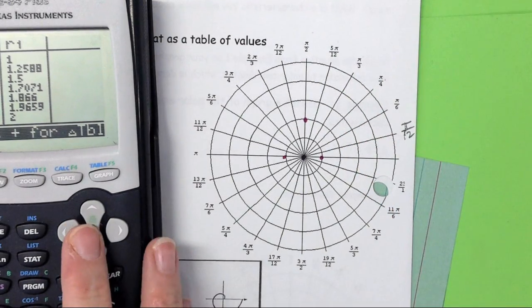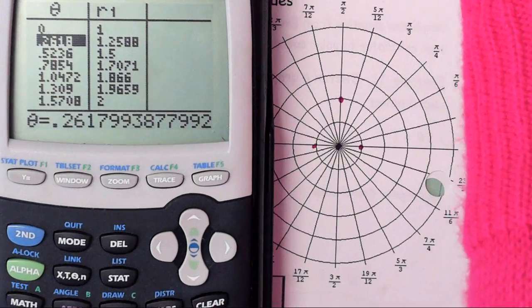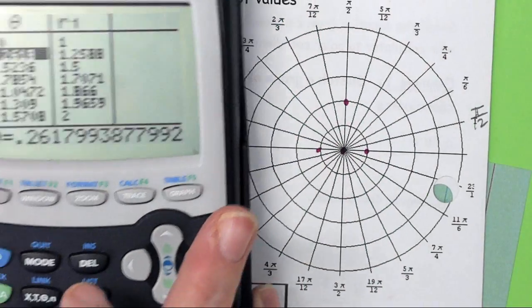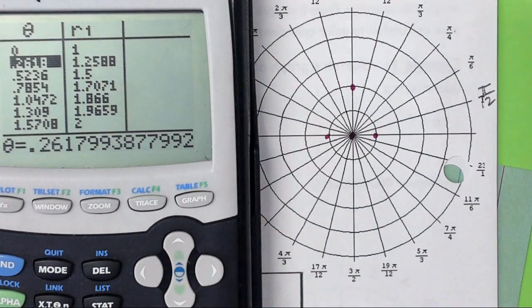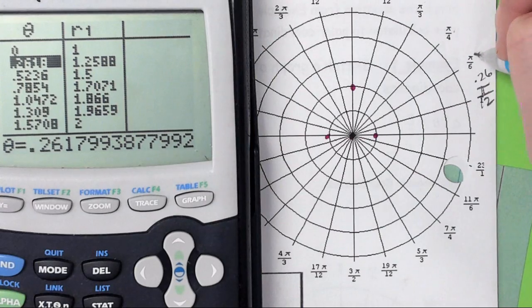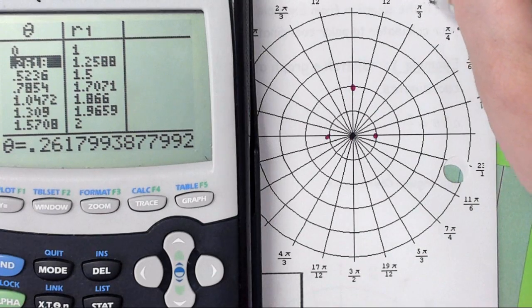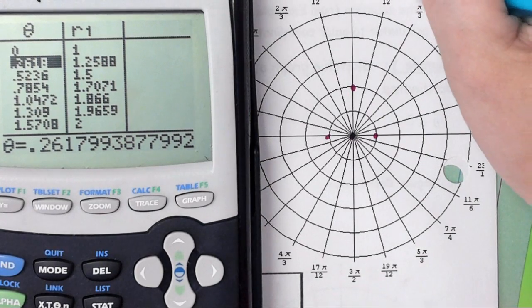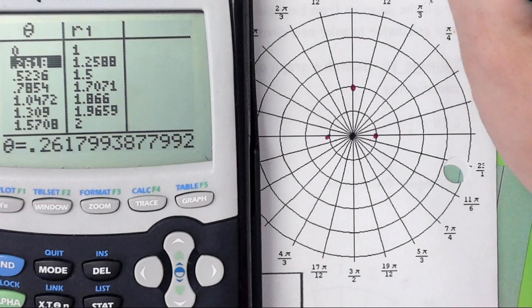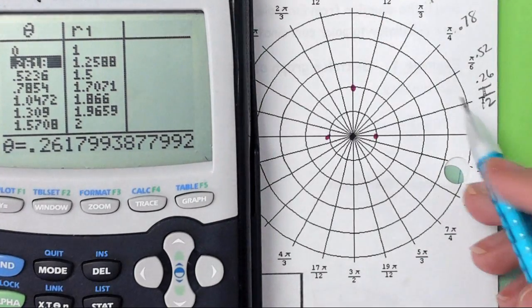Well, if I look at my chart, it doesn't say pi over 12. What do I have? I have decimals. So if you want to write the decimals next to it to help keep you organized, that's fine. Like this is going to be 0.26. This is going to be 0.52, 0.78. You don't have to do that. I'm just showing you this is the relationship. Okay, and then of course we know pi over 2 is 1.57.